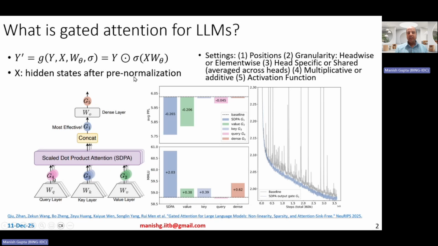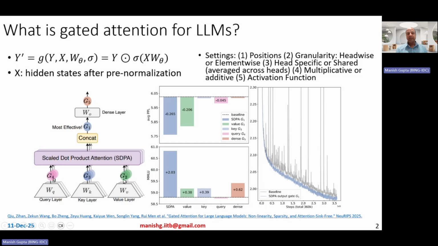So what did they find? They found that doing gating for the attention part of large language models is very helpful. In fact, they found that this gate G1, this particular position, is the most effective. It leads to the highest minimization of perplexity. Remember, perplexity, lower is better. So it reduces perplexity significantly compared to other positions.